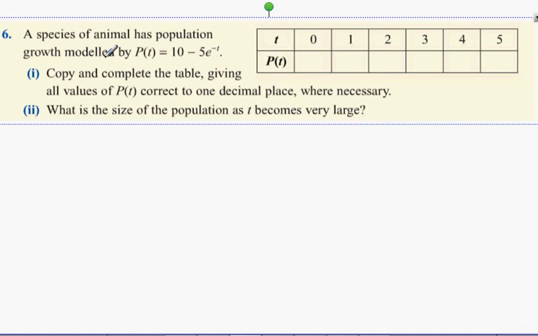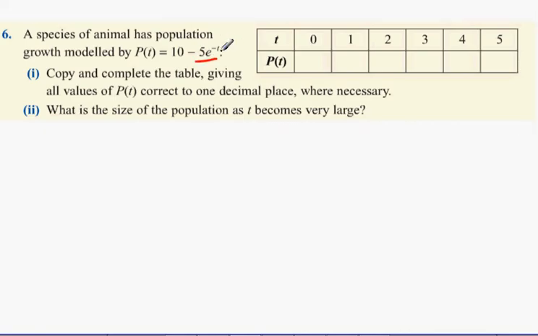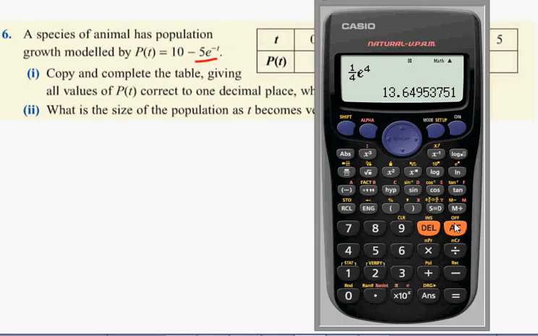Now, question 6. A species of animal has a population growth modeled by p of t equals 10 minus 5 e to the minus t. Now, this is what type of graph on its own? What happens to this number? Does it get bigger or smaller as it gets smaller? So let's find out on its own, alright?